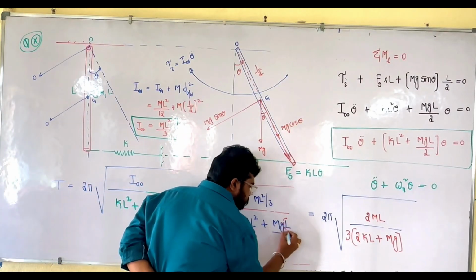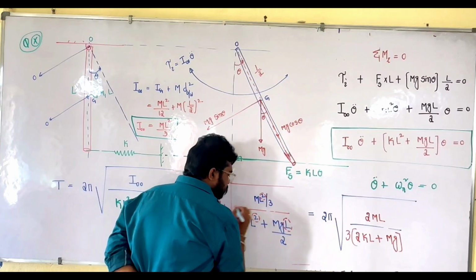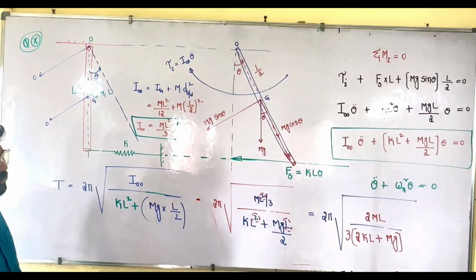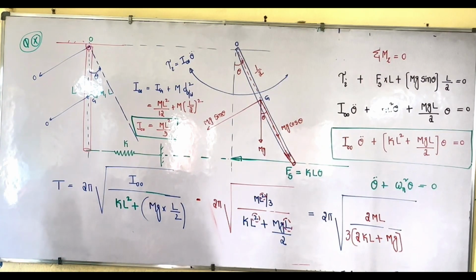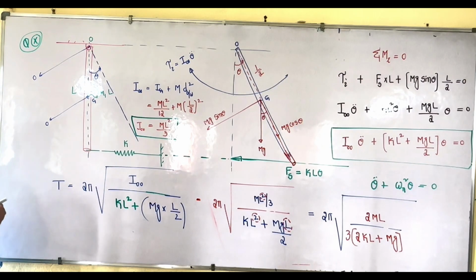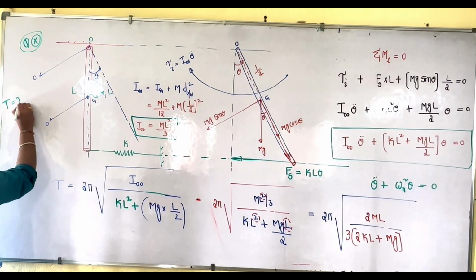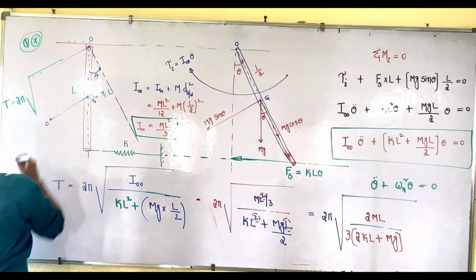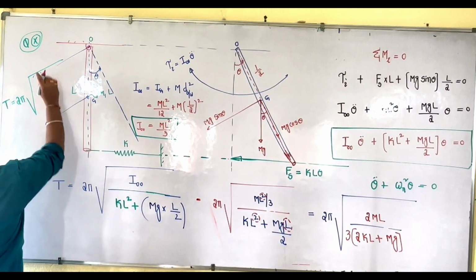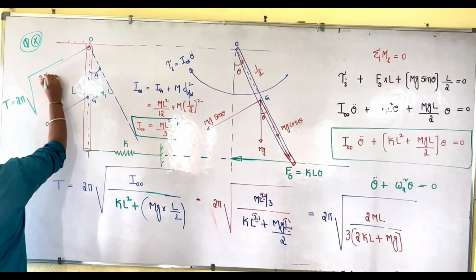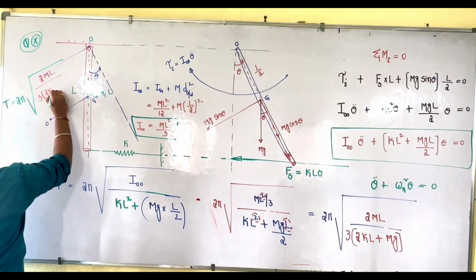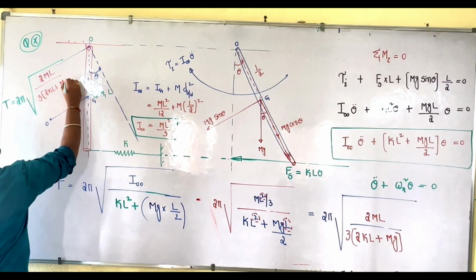The L gets cancelled out, the square will go, 2 times kL plus mg. The 2 will go to the numerator, 2 ml by 3 times of it. That is the final answer to this question. The time period of oscillation is 2 pi square root of 2 ml by 3 times of 2 kL plus mg.